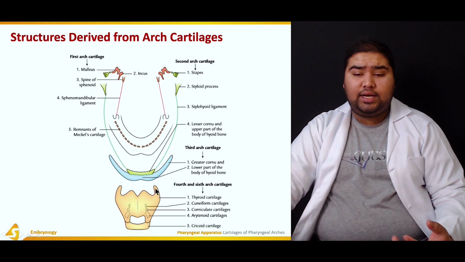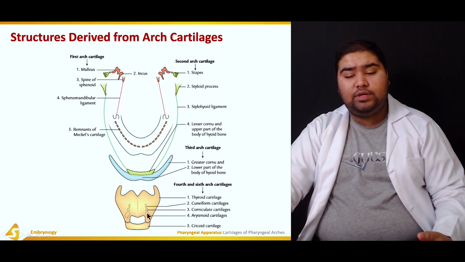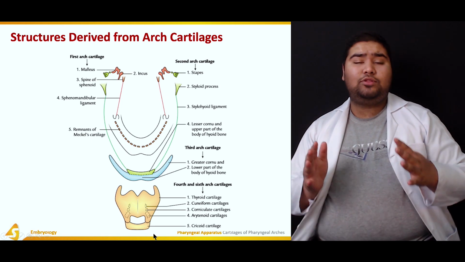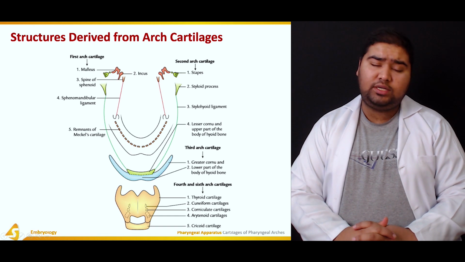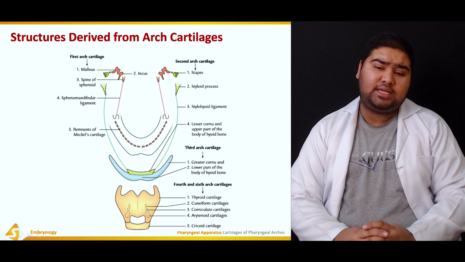These are the thyroid cartilage, this huge cartilage, this is the cuneiform cartilage. Then we have the corniculate cartilage. These are the arytenoid cartilages, and this is finally the cricoid cartilage. So this is an all-inclusive diagram that helps you understand what cartilaginous components are derived from which pharyngeal arch.